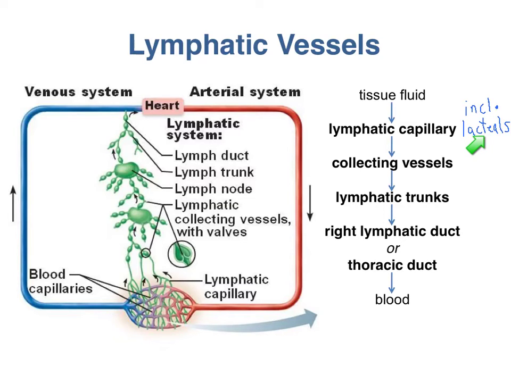Tissue fluid drains directly into the lymphatic capillaries, including the lacteals, passes into the larger collecting vessels, then into the still larger lymphatic trunks. The lymphatic trunks drain into one of two lymphatic ducts, the right lymphatic duct or the thoracic duct. These two ducts then return the lymph to the blood.